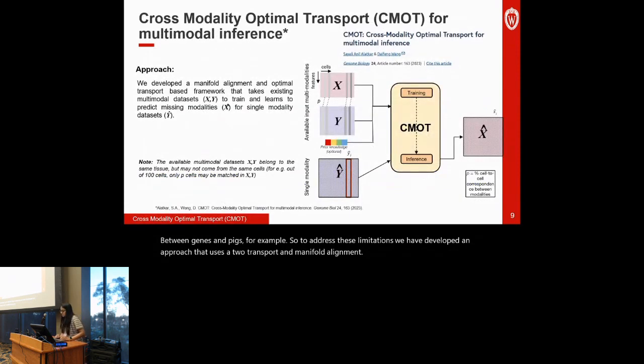CMOT infers missing modalities by combining manifold alignment and optimal transport. It takes two training modalities X and Y and a test modality Y hat as inputs, and infers the missing modality X hat for the cells in Y hat, with the assumption that Y and Y hat share the same features and X and X hat share the same features. And also, if available, it accepts an optional input about prior knowledge about cells in Y, which could be cell type labels, for example.